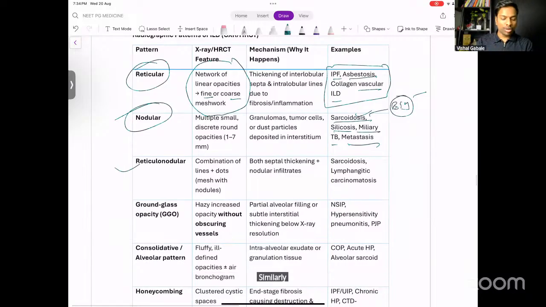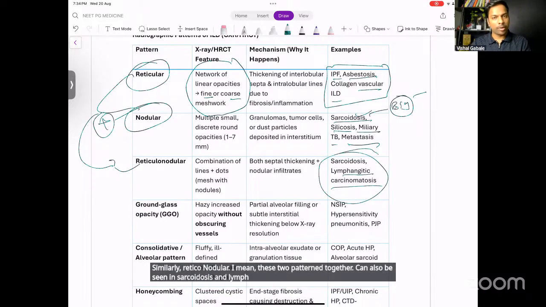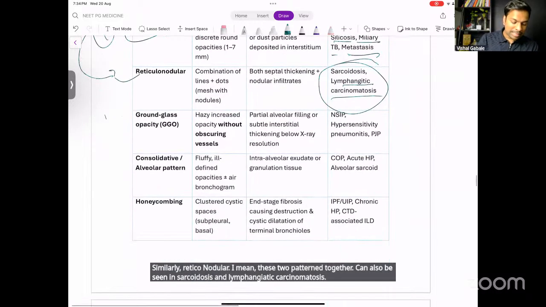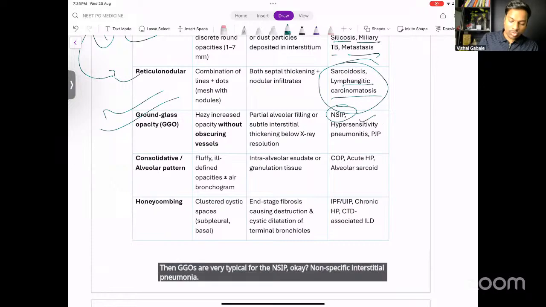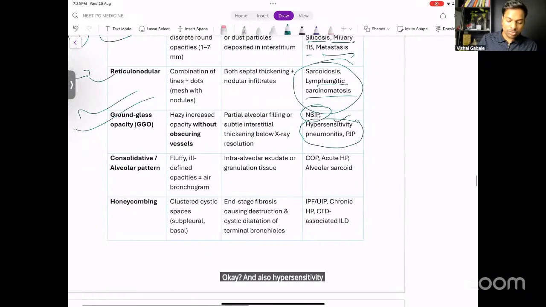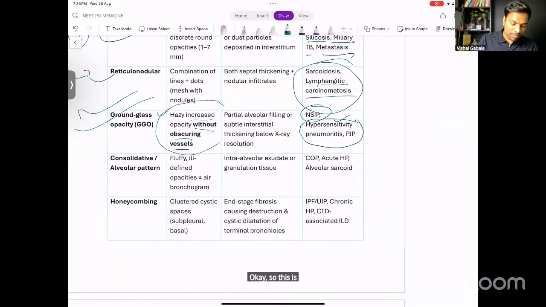Similarly, reticulonodular, these two patterns together, can also be seen in sarcoidosis and lymphangitic carcinomatosis. Then GGOs are very typical for NSIP, non-specific interstitial pneumonia, and also hypersensitivity pneumonitis. GGOs are hazy, increased opacities without obscuring vessels. So this is also very important. In COVID, you might have seen that.